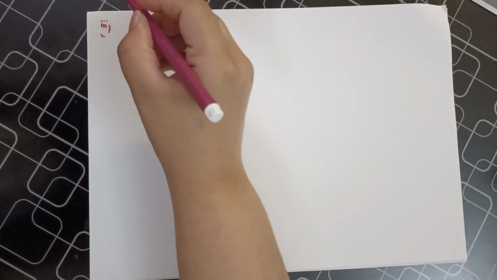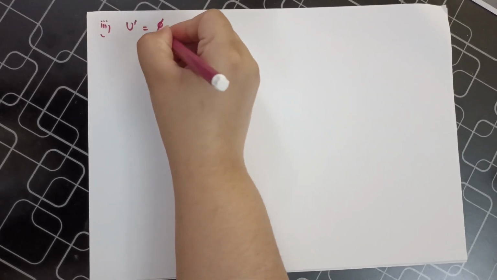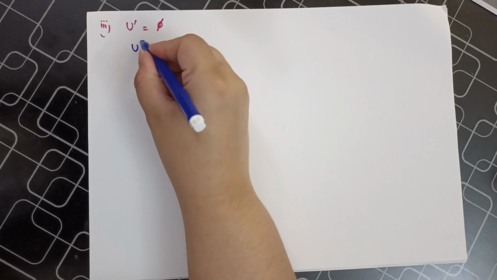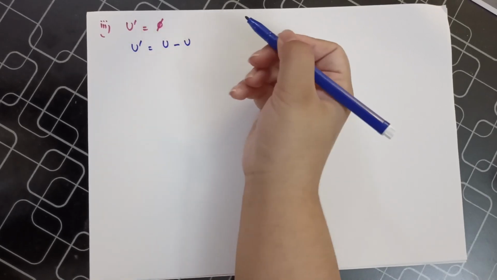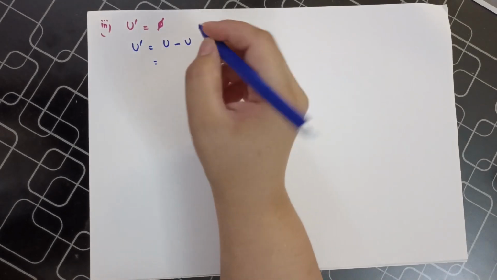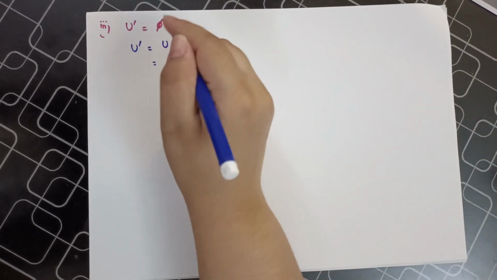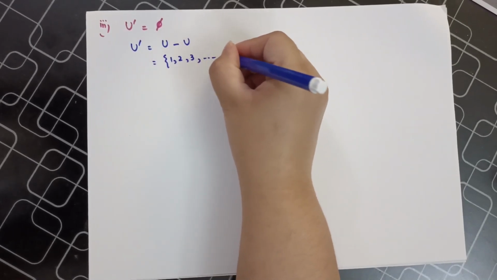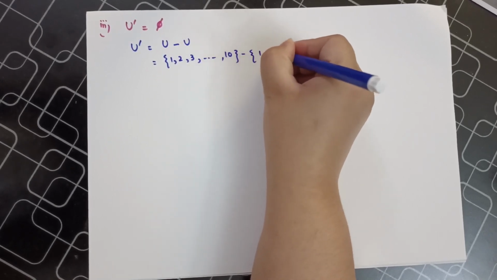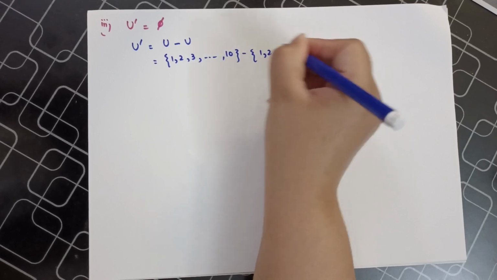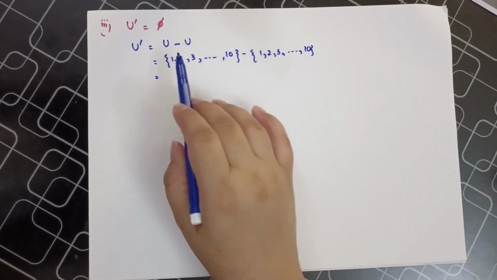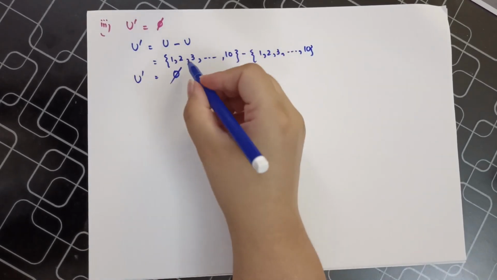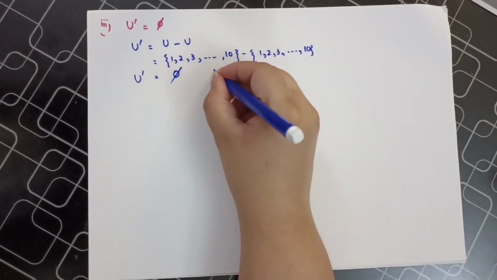Now, the third property that we had to prove is U complement is equal to phi. We have to take the complement of U. So, U complement is equal to U minus U. We have to subtract the elements of the universal set from the elements of the universal set. Whether I write the elements here or not, it is obvious that it's going to be empty. But still, I'm going to write them down for your reference. When you subtract the same elements from the same elements, the answer will always be an empty set. So, U complement is equal to an empty set, which is also proved.